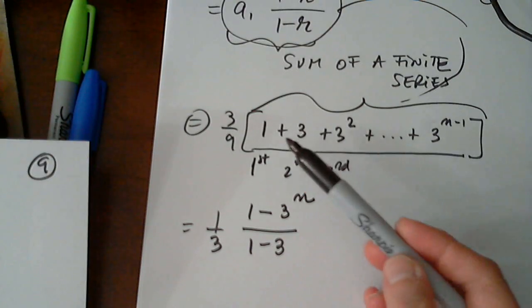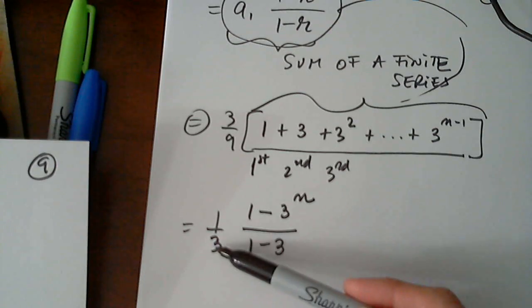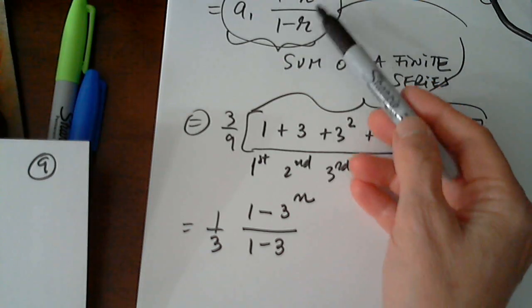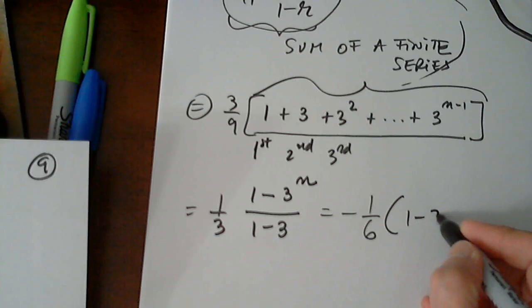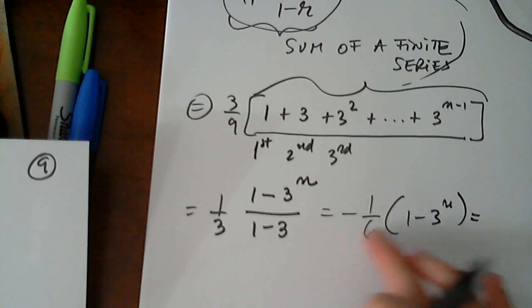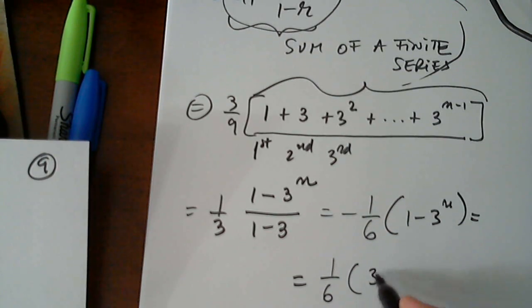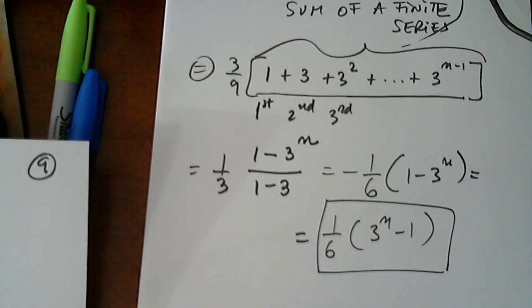So I simplified. This is the first term, a1, times 1 minus 3 to the nth over 1 minus 3. So 1 over 3 times negative 2 is negative 1/6, and 1 minus 3 to the nth power. I will reverse and factor out negative 1 because I have 2 negatives that I don't really like, so I have 3 to the nth minus 1. And this is the sum of the series.